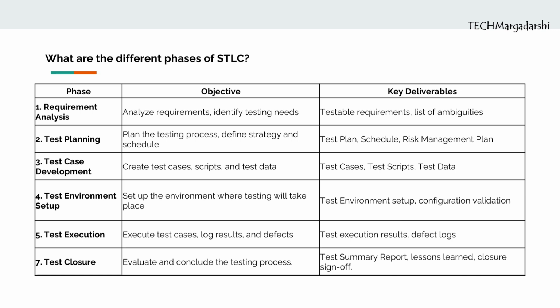Fifth is test execution. Objective: run the test cases, log the results, and record any defects found. Key deliverables: test execution results and defect logs.